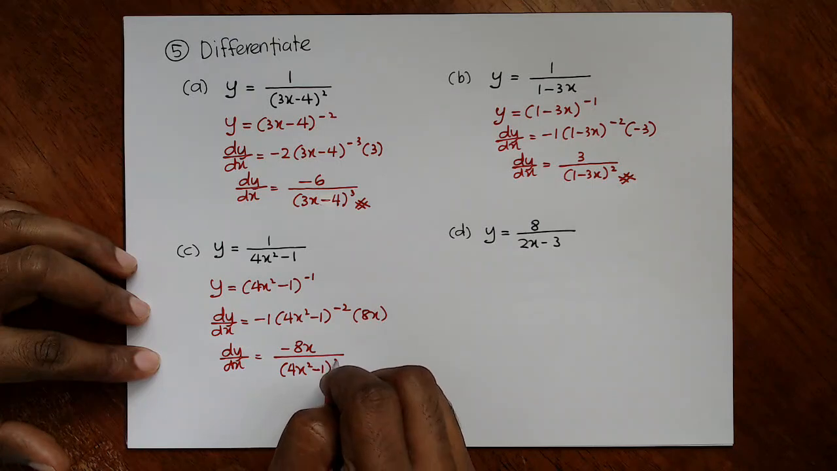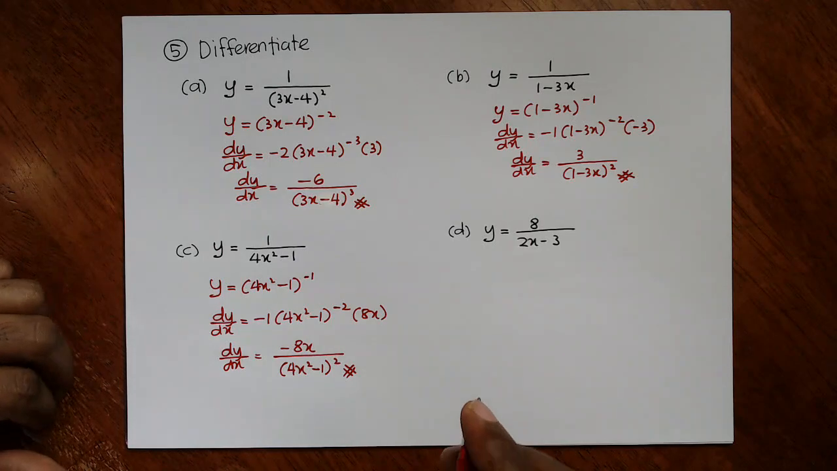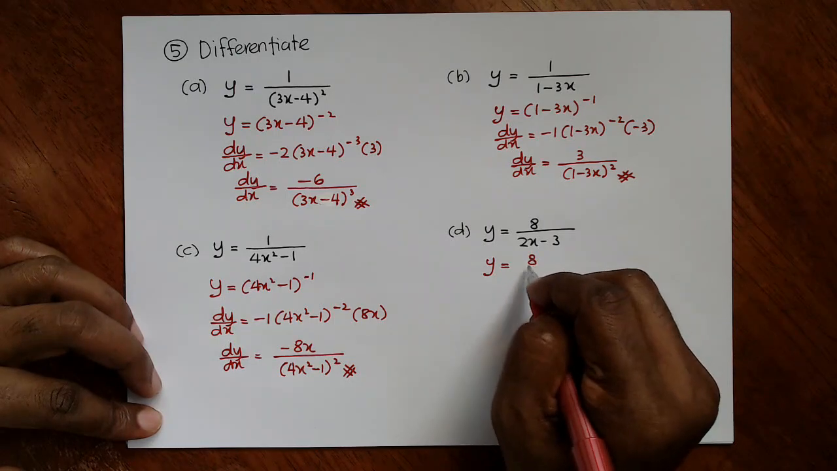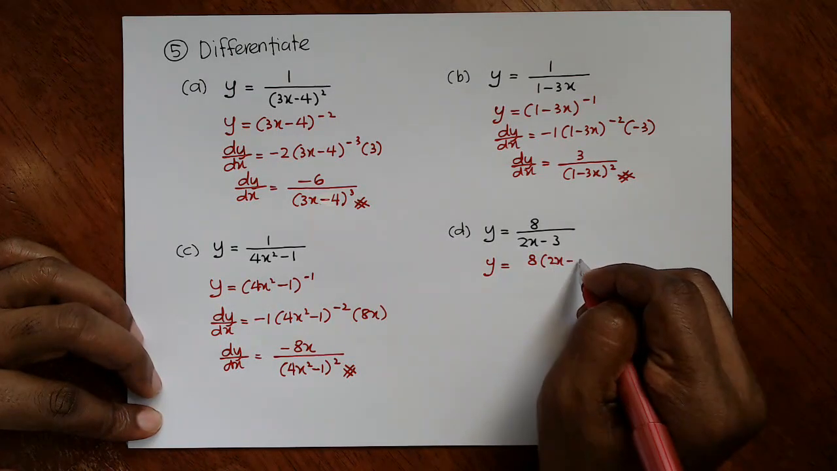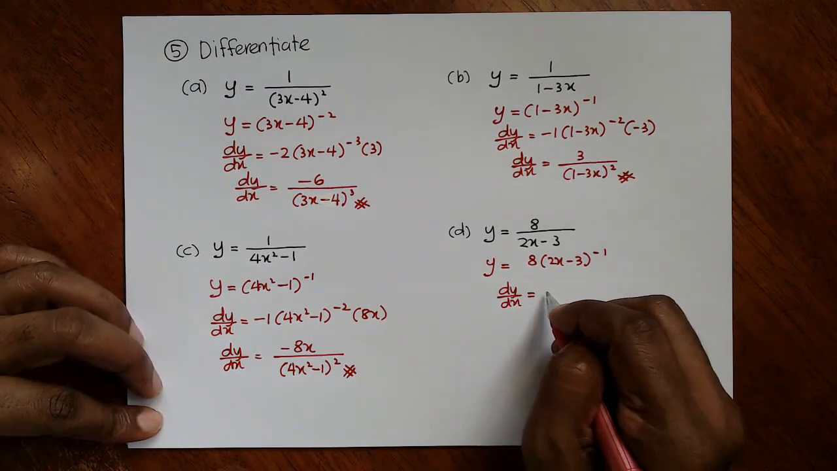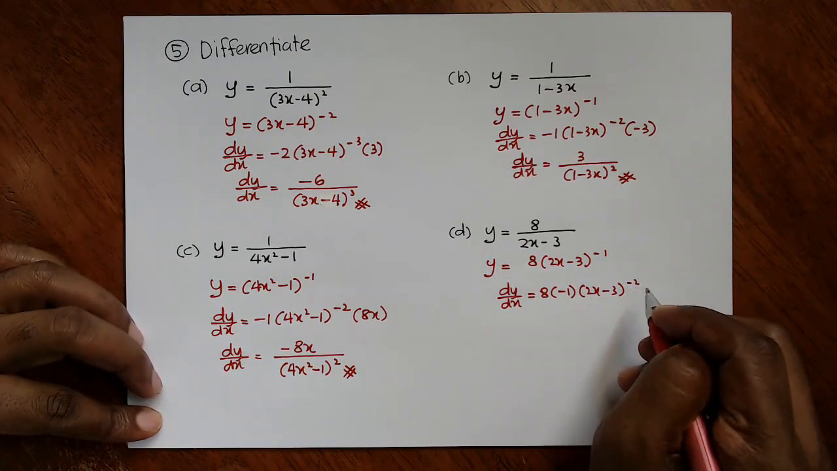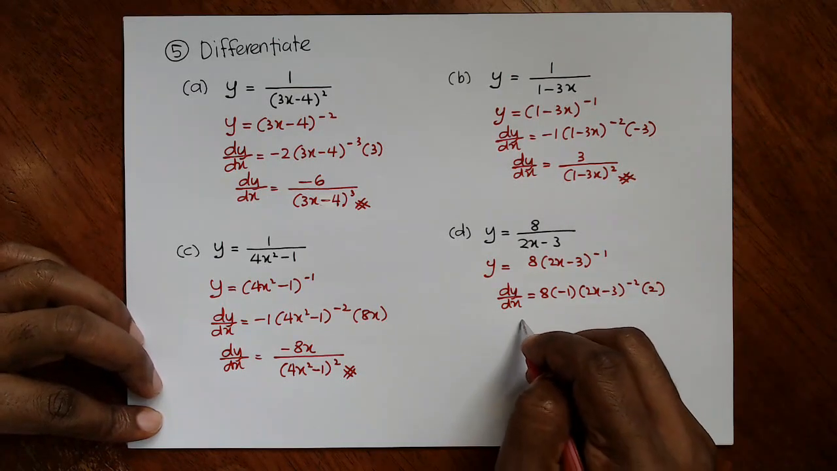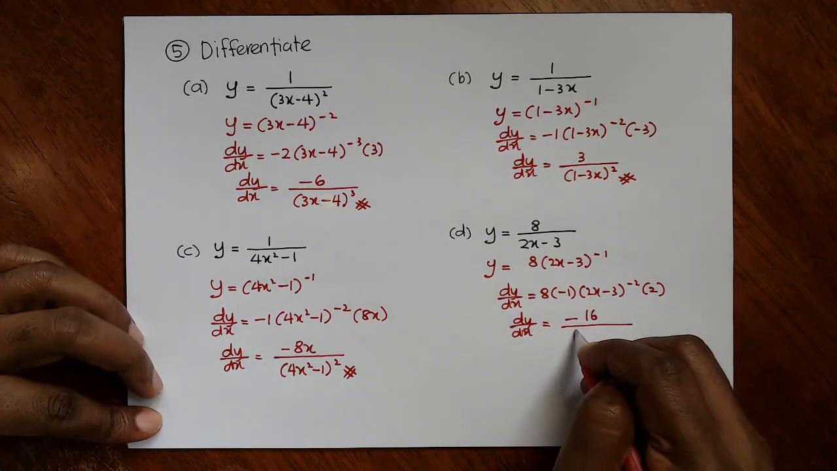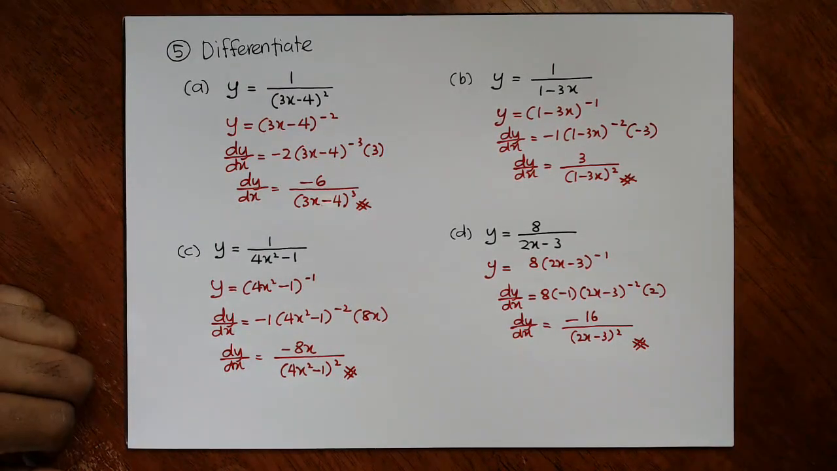How about question D here? We have 8 on top, but that doesn't bother us. y equals 8 times (2x minus 3) to the power of negative 1. Therefore, dy/dx will be 8 times negative 1, (2x minus 3) to the power of negative 2. Differentiate the inside, you get 2. So dy/dx equals negative 16 over (2x minus 3) squared. That's what you get. Let's look at more examples, guys.